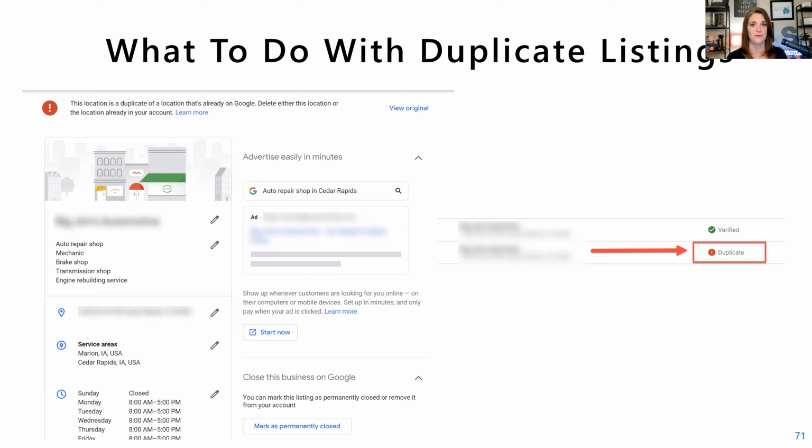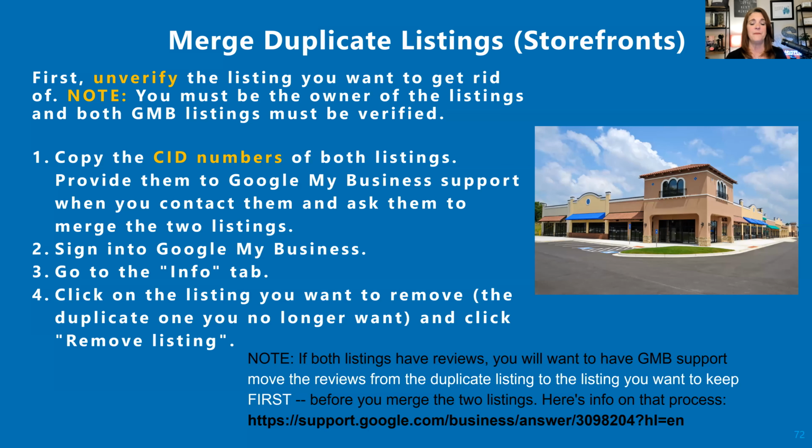So if you find you have a duplicate listing and they are the exact same name and address, first of all, if they're in your dashboard, and this is a scenario we're talking about here, you have to unverify the listing that you want to get rid of. I know that sounds weird because people are like, I don't want to delete a listing from my GMB dashboard. But you need to basically unverify it because Google can't merge two verified listings together. So you have to own both those listings before they can be merged.